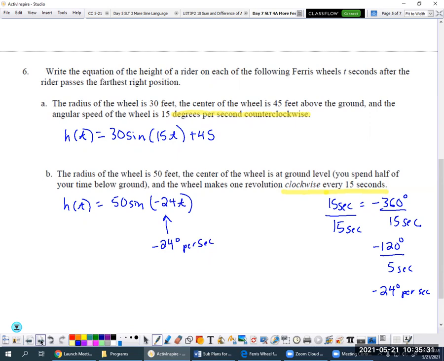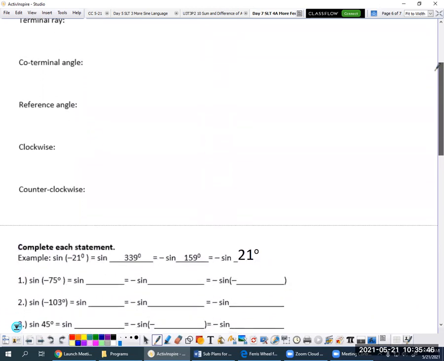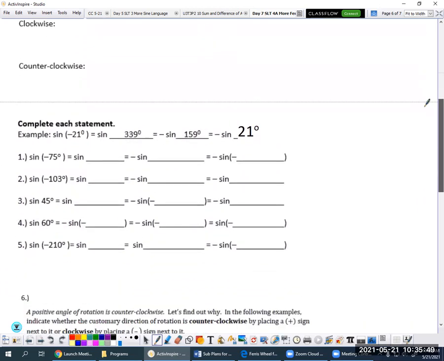The homework for tonight looks like this. It's in your packet. It's also posted on my MCPS. I want you to take the time to define the following terms. It makes a nice study sheet. When you have to go back, go look everything up, provide some examples, maybe that would be a good idea. You can cross off... nah, we'll leave them. Try them out. So this is tonight's homework.